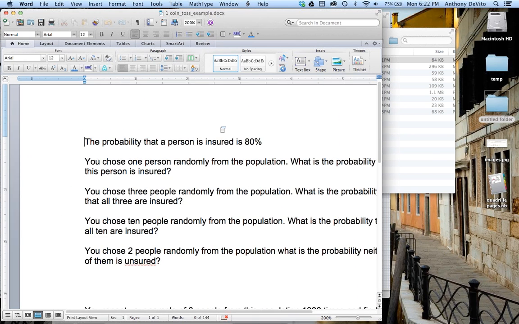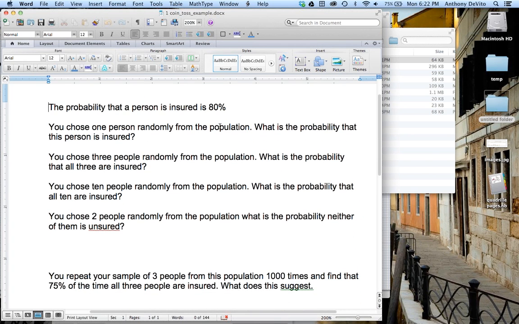Okay, that file starts out giving you a population where the probability that a person is insured is 80%. So you choose one person randomly from that population. What's the probability that they're insured? 80%, right? 80% of the time, if it's truly random, you'll be picking someone that is insured. What's the probability that they're uninsured if you pick one random person? 20%, right? Pretty obvious, right?